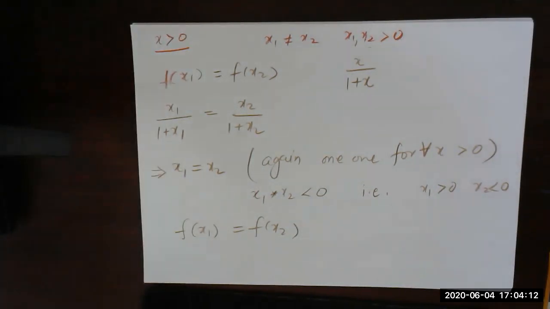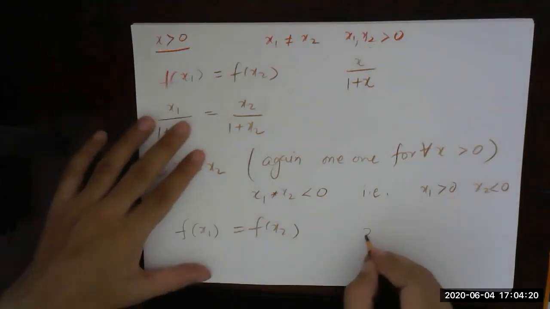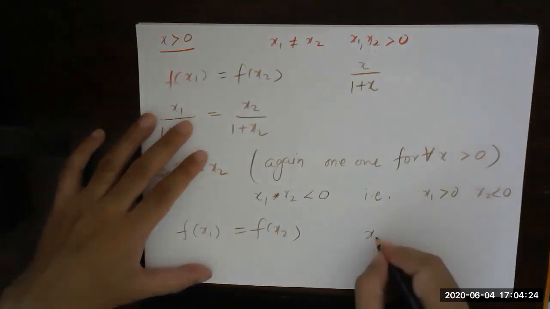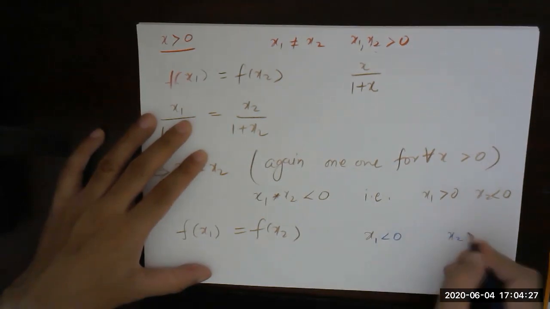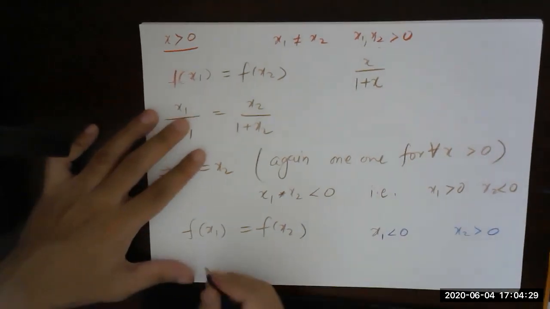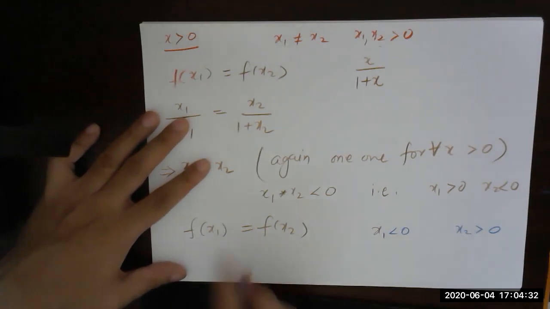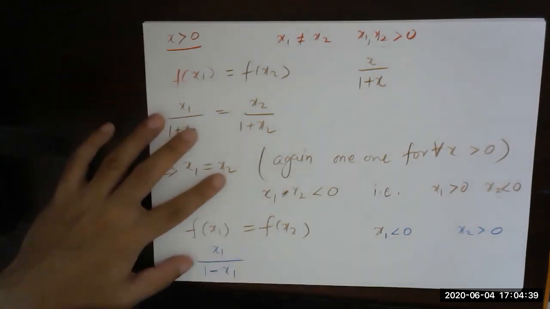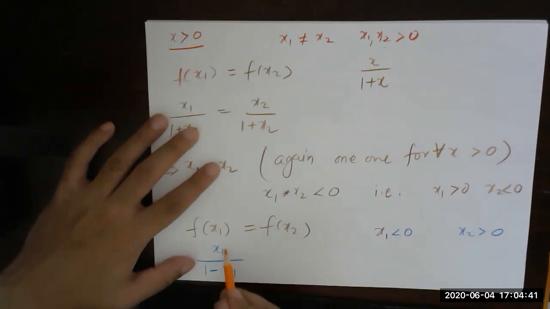So to check this, let's first just analyze the sign of f(x1) and f(x2). Let's say, I'll use a different marker, that x1 is less than 0 and x2 is greater than 0. For x1 less than 0, f(x1) will be, for the first function, x1 upon 1 minus x1. Right? Now see, this is negative, this thing is negative, but because of the minus, it will become positive.